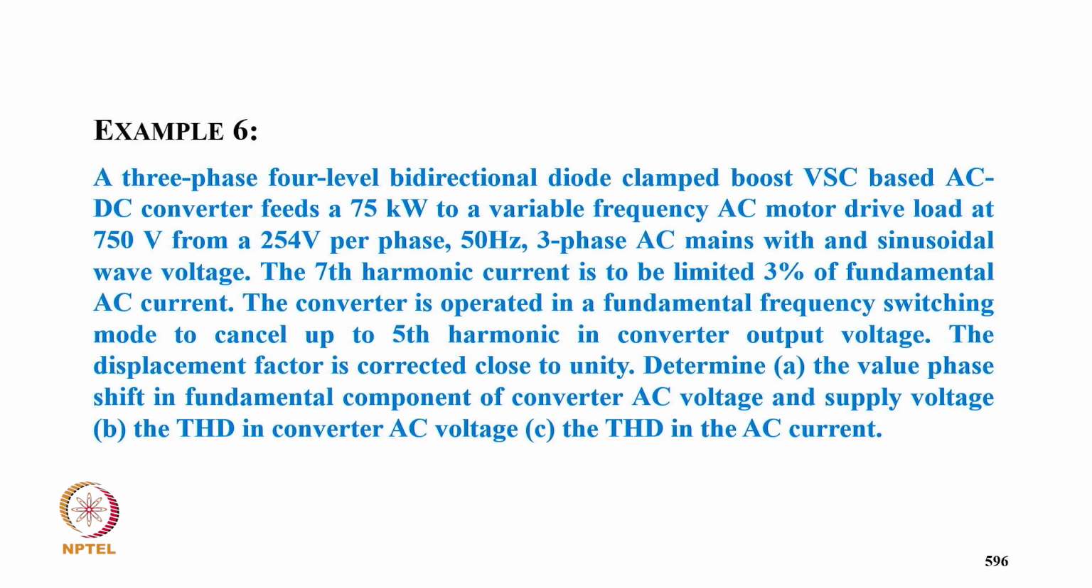LF comes XL upon omega, so it's 5.6 millihenry. So now coming to example 6, a 3-phase 4-level bidirectional clamp voltage source converter feeds a 275 kilowatt variable frequency induction motor drive load, 750 volt, 254 volt per phase 50 Hz 3-phase AC mains with the sinusoidal wave. The seventh harmonic current is limited to 3% of fundamental.